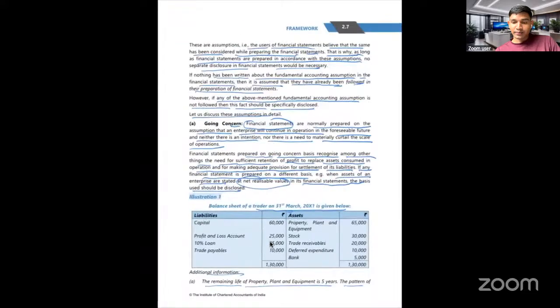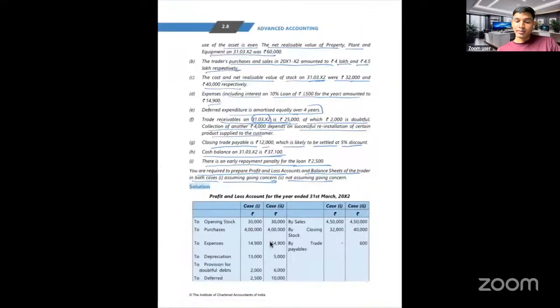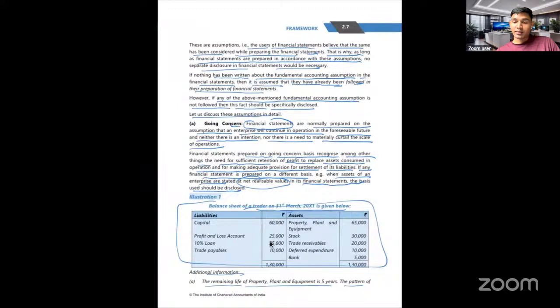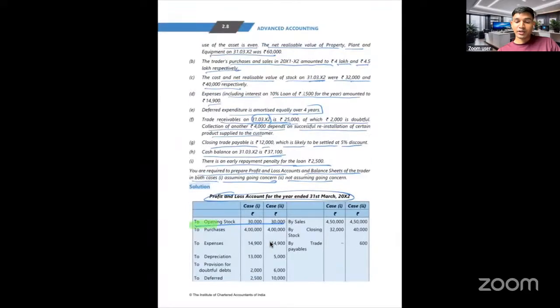Here, from the opening balance sheet that we have been given, we will get the opening stock for the profit and loss account. What is the opening stock here? The opening stock is 30,000. So here we are taking the opening stock, and in both scenarios it will be the same. And here we will see the closing stock.